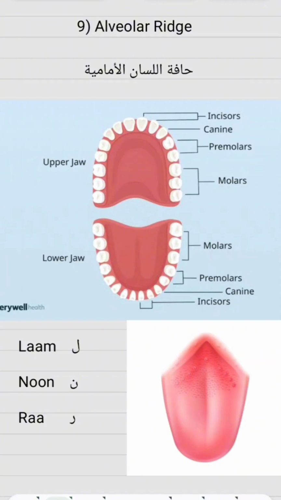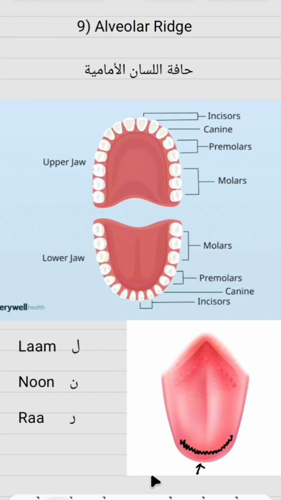So it's called hafatul lisan al-amamiyya, right? What it means is the anterior edge of the tongue, right? So look at this diagram of the tongue here. When I'm talking about the edge of the tongue, I'm talking about this area over here, right? So it's not the tip of the tongue right in the front. It is the edge of the tongue, right? So it's on the surface.